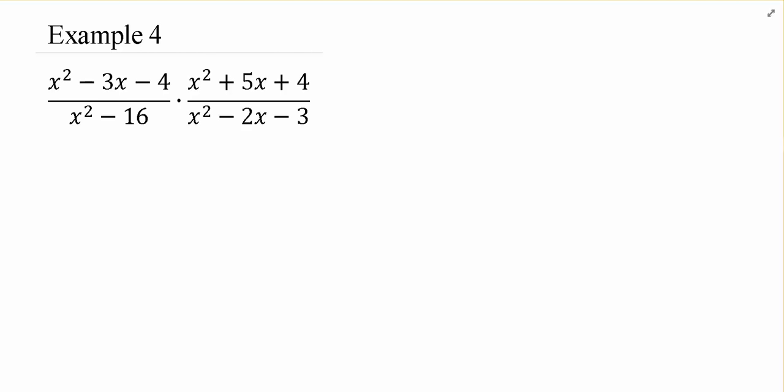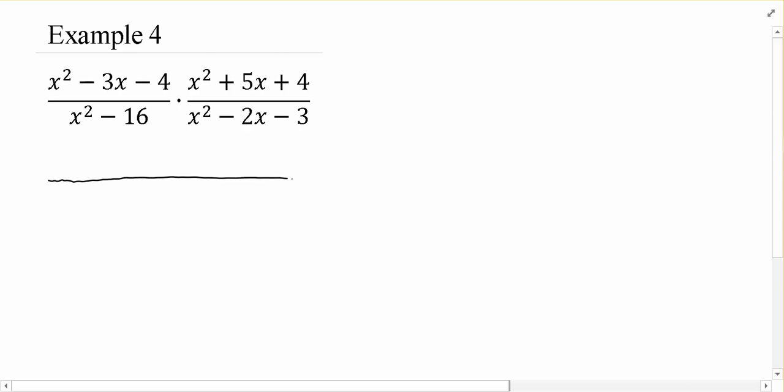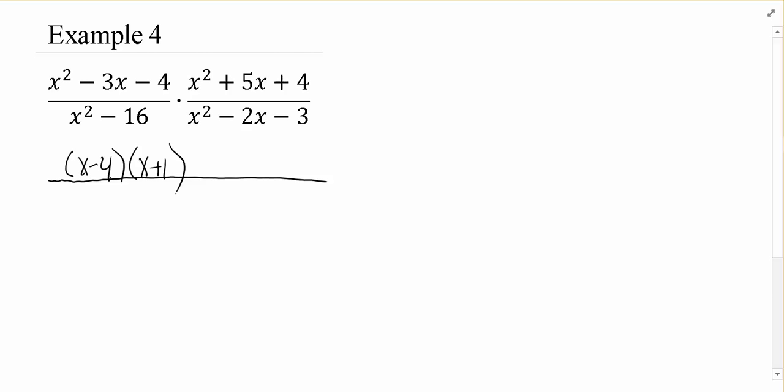So we're going to start in the upper left, and we're going to say what multiplies together to equal negative 4, but adds to be negative 3. And so that's going to be a negative 4 and a positive 1. There's our upper left. Then in the lower left, I've got x squared minus 16. That's a difference of squares. So that's x plus 4, x minus 4.